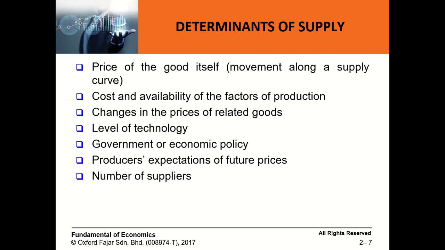How about if the producer expects the price of petrol will decrease tomorrow? So it's best for him to produce more today. Therefore, the supply curve will shift to the right.